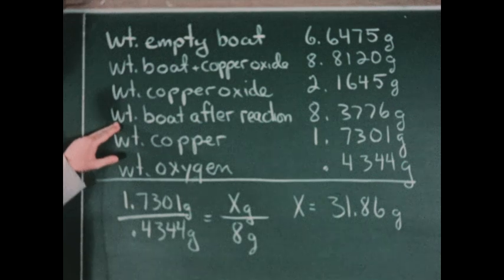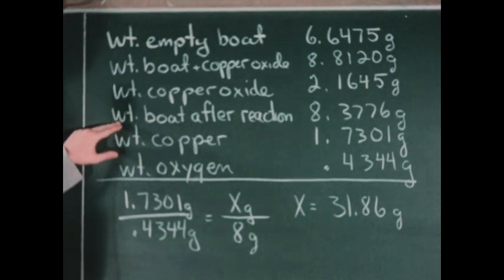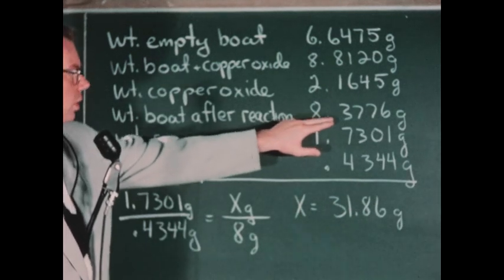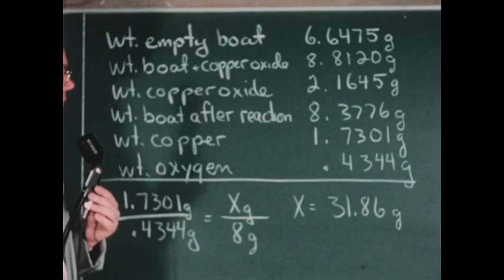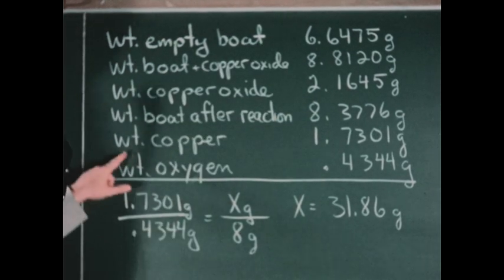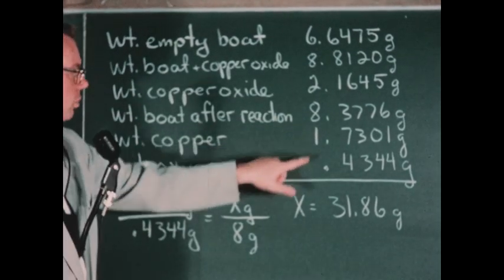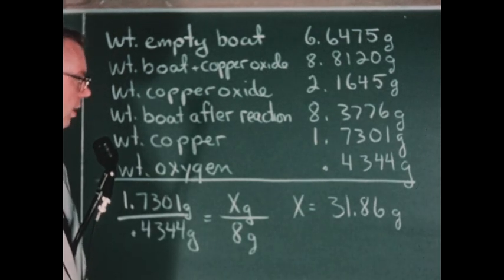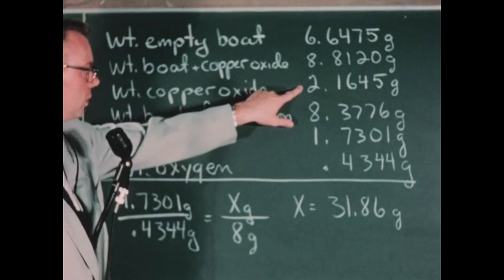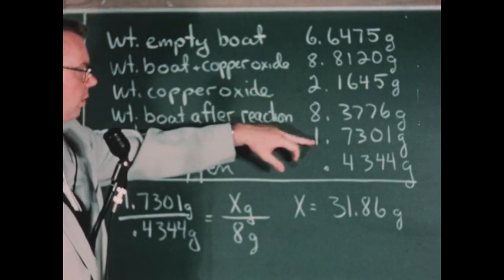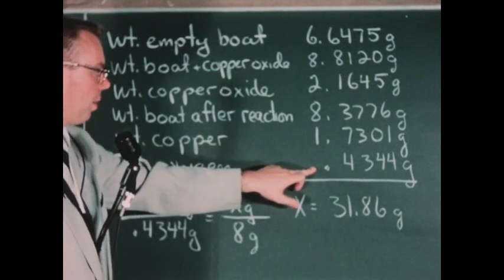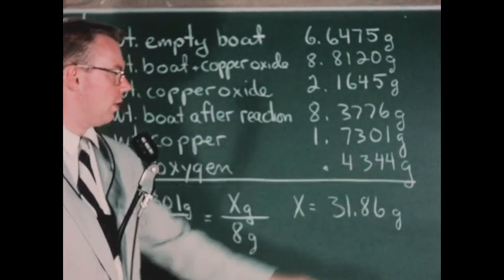Then we placed the boat in the tube and heated it in a current of hydrogen, and we found that the boat, after the reaction containing the copper, weighed 8.3776 grams. Now from this figure, we should subtract the weight of the boat to obtain the weight of the copper left, and this is 1.7301 grams. Now if this is the weight of the copper, and we added 2.1645 grams of copper oxide, by subtracting this figure from this one, we obtain the weight of the oxygen combined with the copper, or 0.4344 grams.